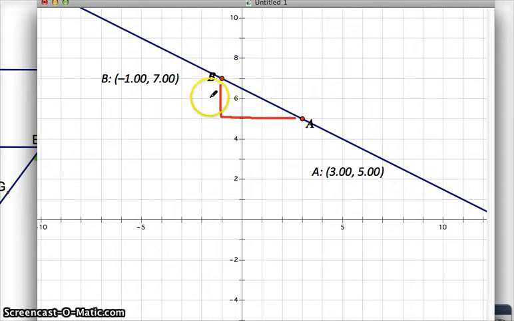Just looking at the graph paper, you can see pretty quickly that that's 2 and that's 4. Now here, I'm not asked to find the distance, so I'm not asked to find 2 squared plus 4 squared and take the square root. I'm asked to find the slope. The slope here is rise divided by run. So the rise here is 2, and the run is 4.